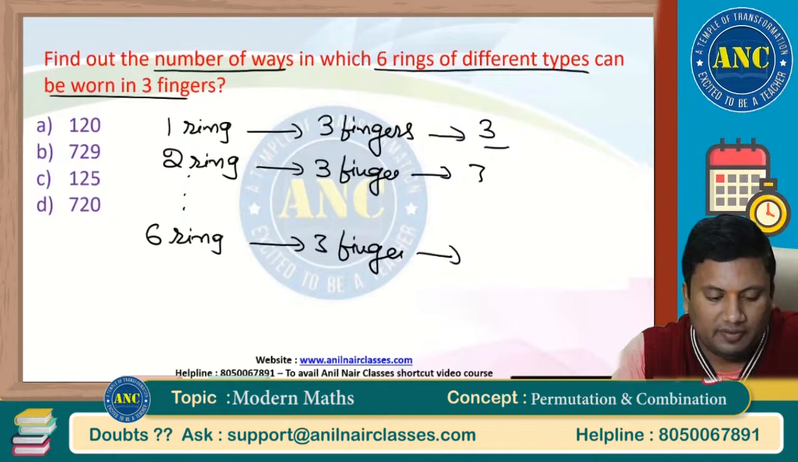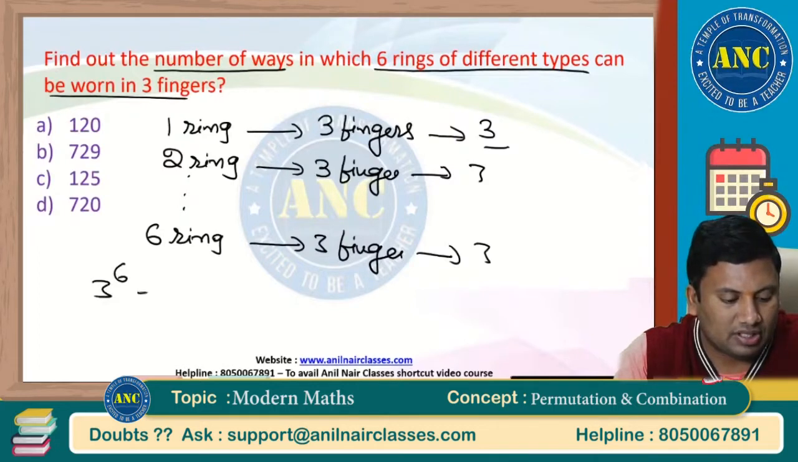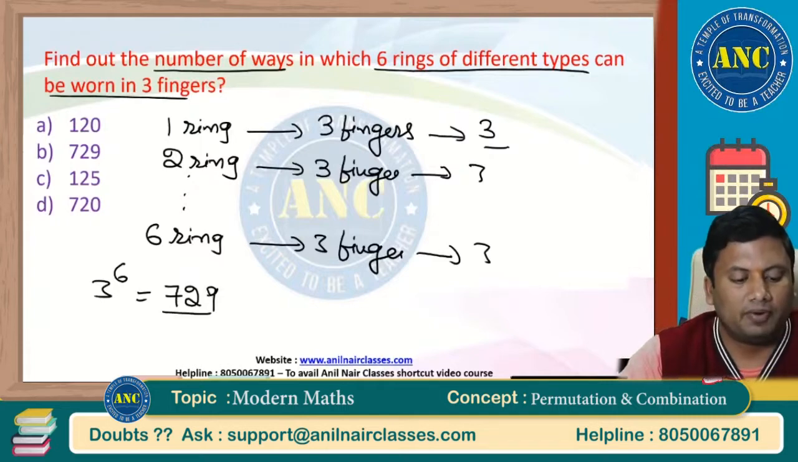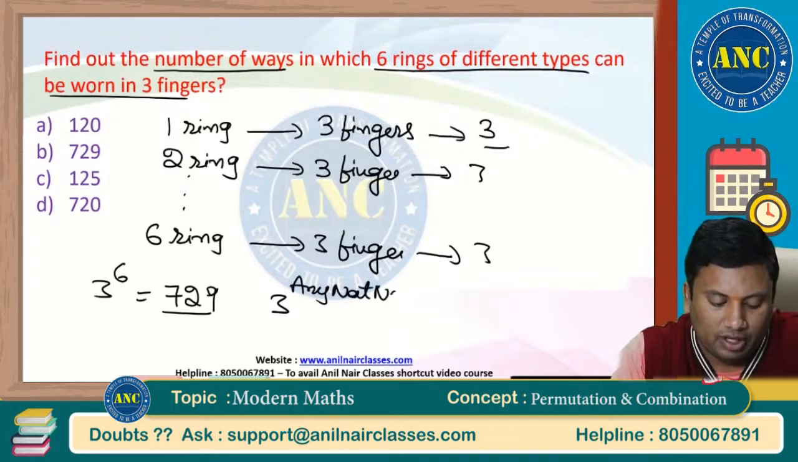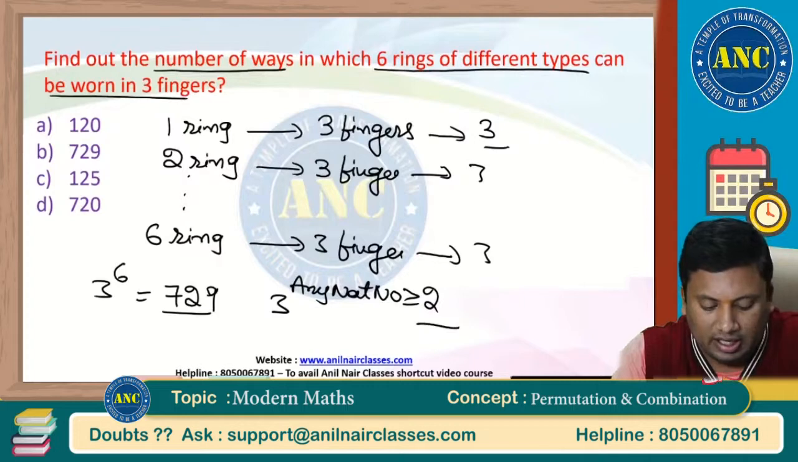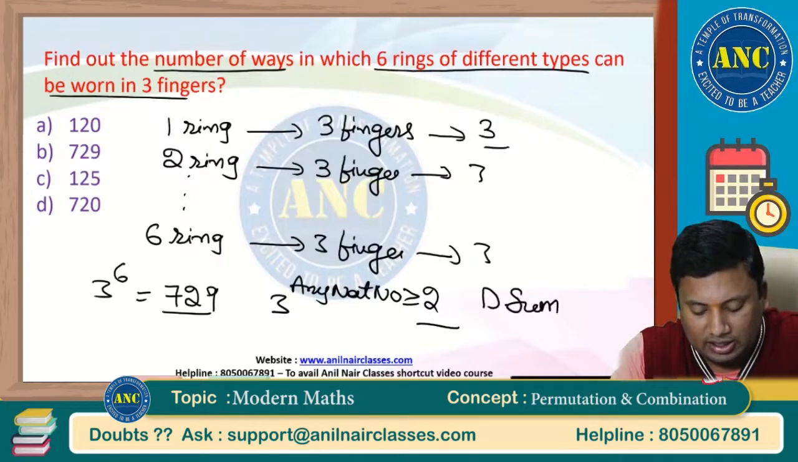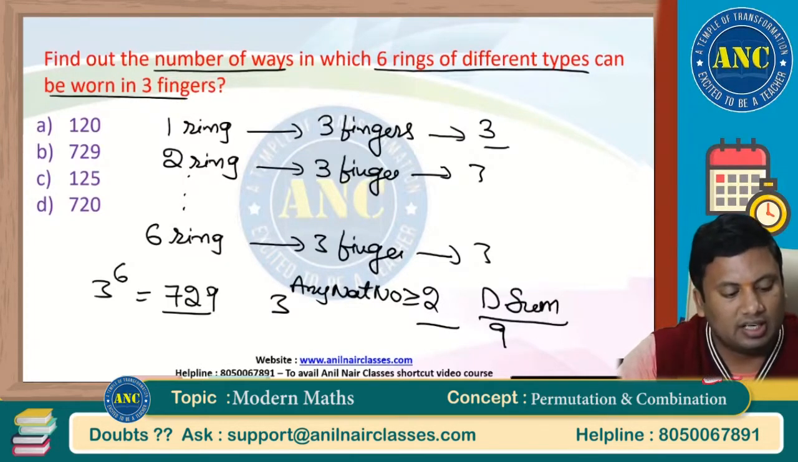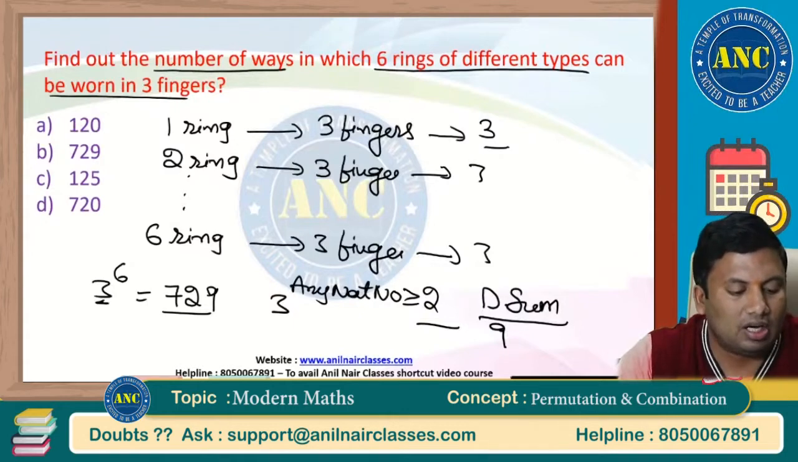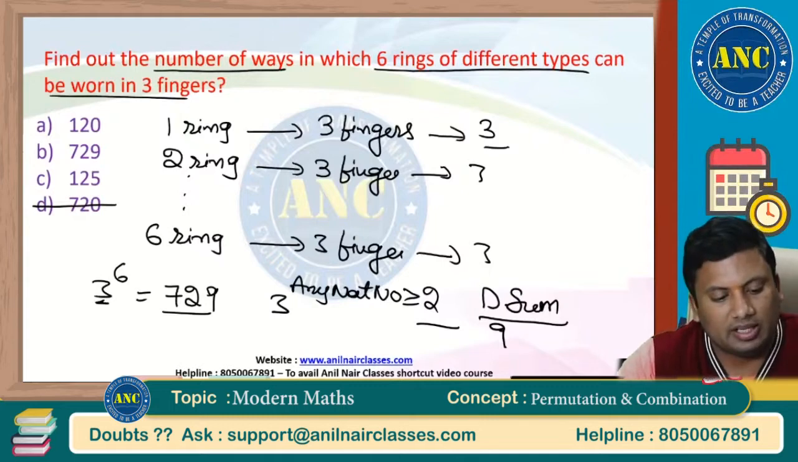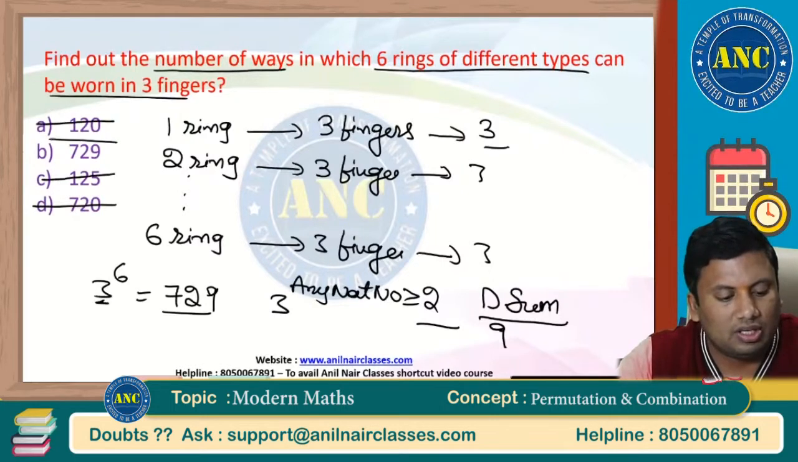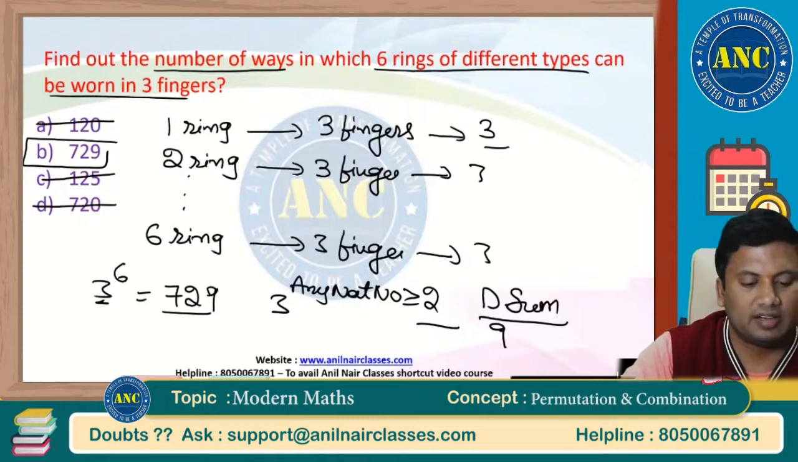It is 3, 3, 3, 3 power 6. 3 power 6 is nothing but 729. Or in other words, 3 power any natural number greater than or equal to 2, the answer digital sum will be 9. These are odd, so it cannot be 720. Digital sum will be 9. These are out, these are out. Answer is nothing but 729.